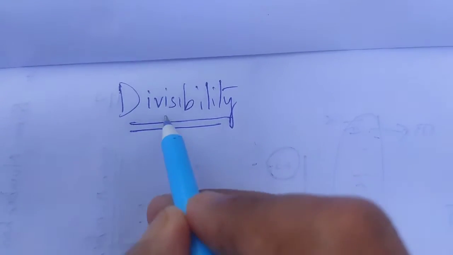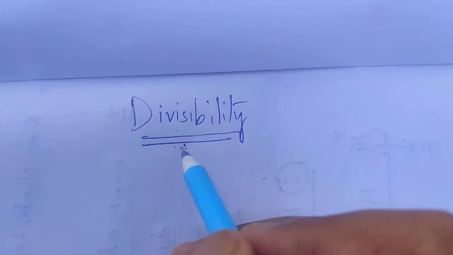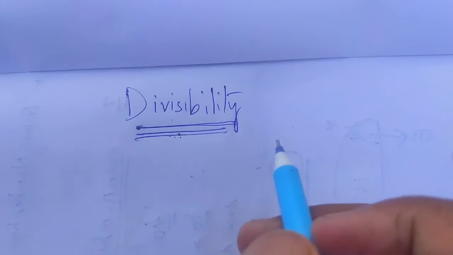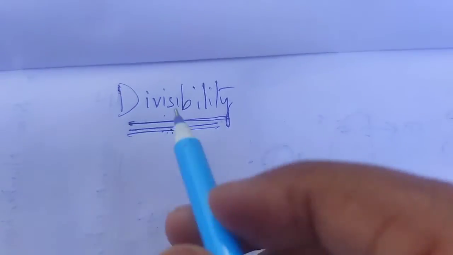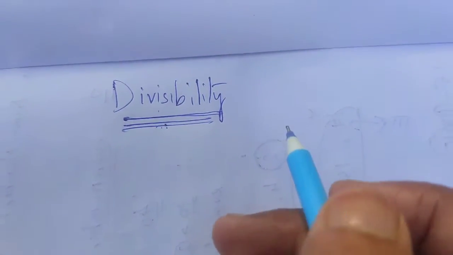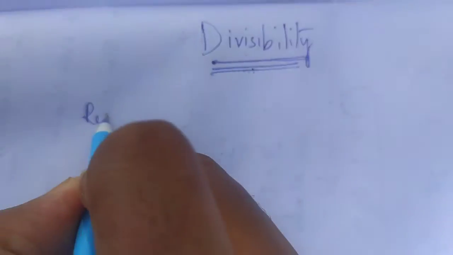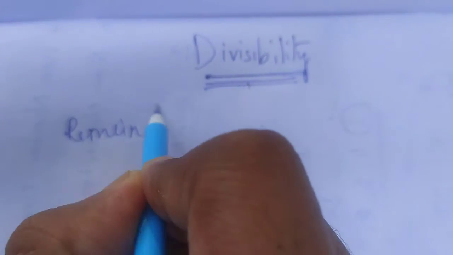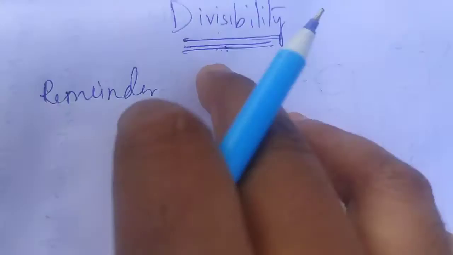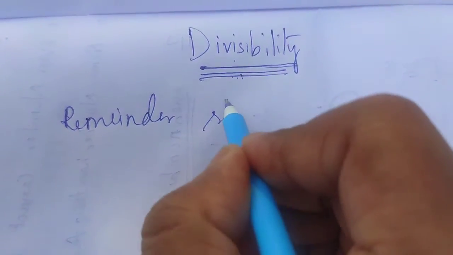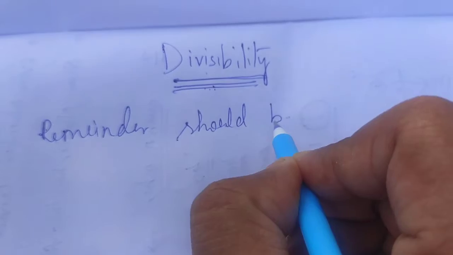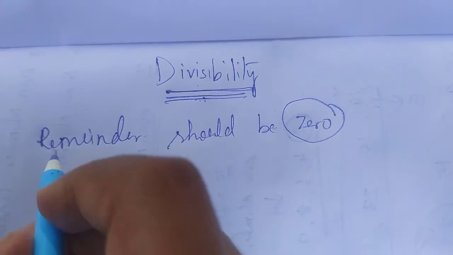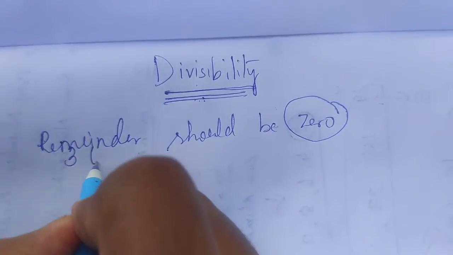Okay, now we'll see divisibility. What is divisibility? Divisibility means when a number is divided by another number, the remainder should be 0.